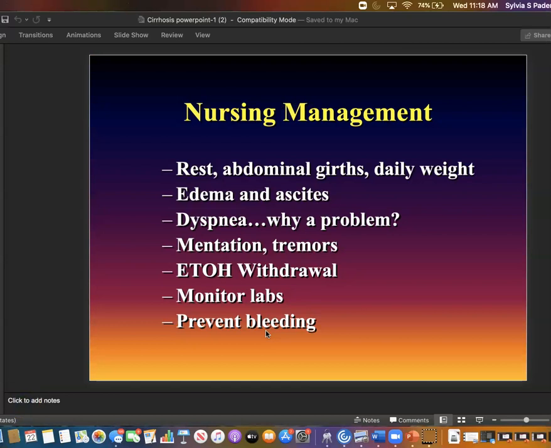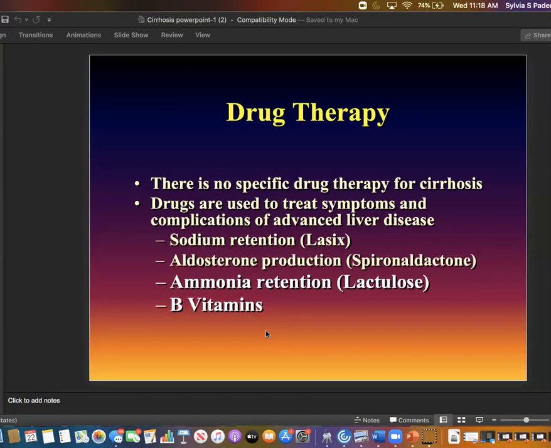Oh, skipped one. So drug therapy: there is no specific drug therapy for cirrhosis. Drugs are used to treat symptoms and complications of advanced liver disease. For sodium retention, we give the Lasix to get rid of the fluids, and for aldosterone production, you give them the Aldactone. For ammonia retention, we give the lactulose, and then a bunch of B vitamins because of the deficiencies.